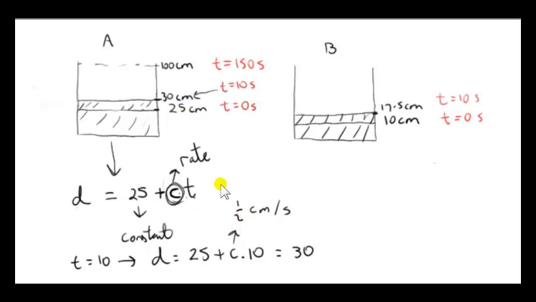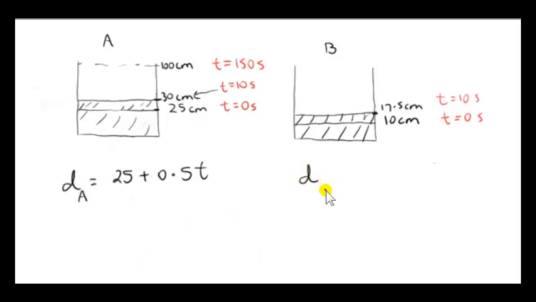Right, we could also have used, you know, say t equals 150. T equals 150, the depth is 100. I could have put 150 in for t and set this thing here equal to 100 and solved, and we get the same answer of a half.